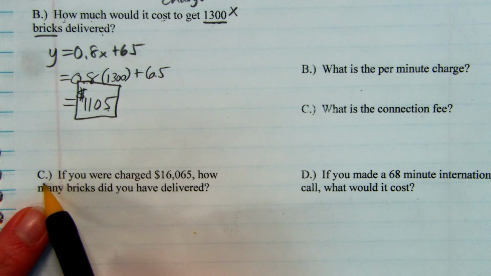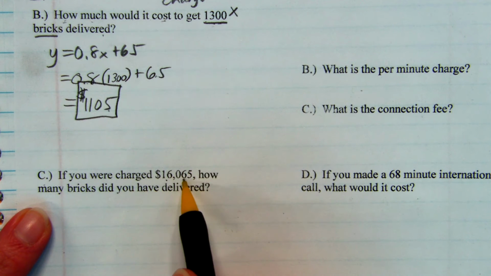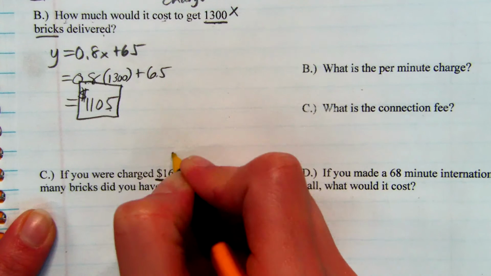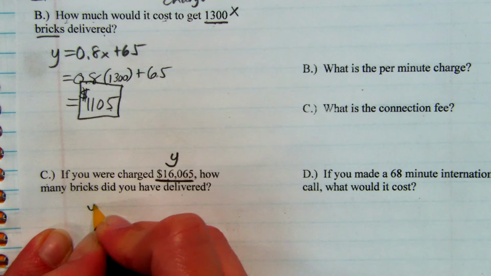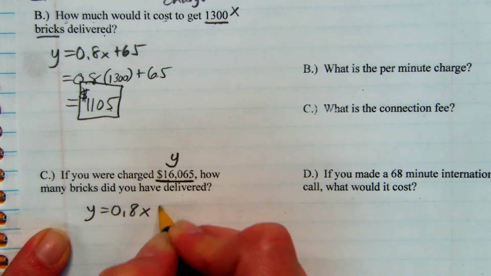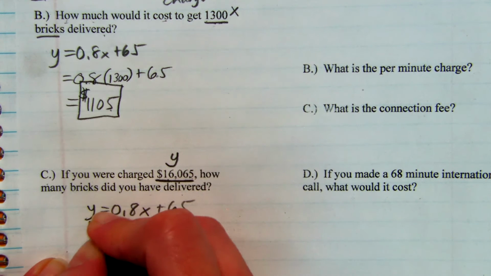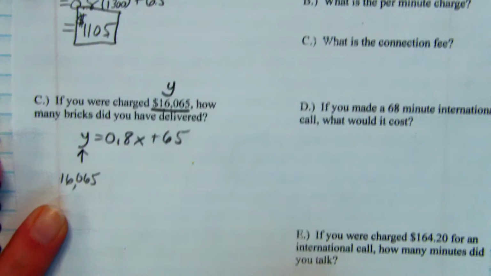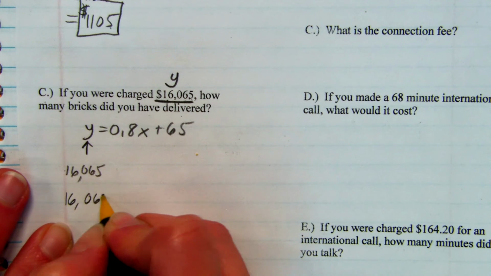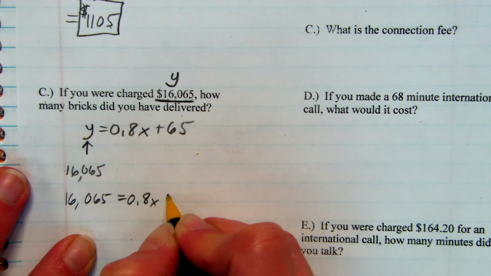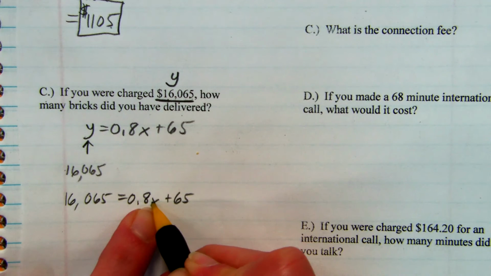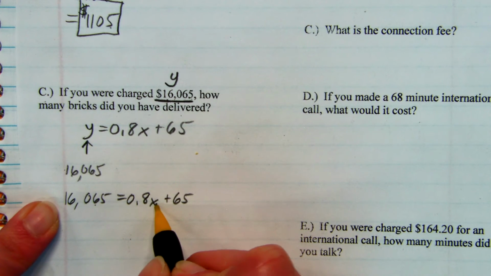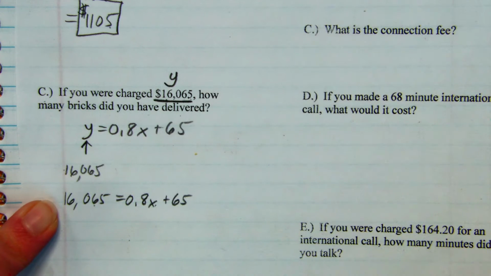Okay. So on C it says, if you were charged $16,065, how many bricks did you have delivered? So they're giving us the dollars this time, which we said was Y. So if I look back at my original equation, I'm just going to write it out again so it'll be super clear. They're giving us Y, which is the other side of the equation. So I'm going to put that in and have $16,065 equals 0.8x plus 65. So we're trying to figure out X, which is how many bricks. They gave us Y, which was how much we paid. And then we just have to solve for the X using our mad algebra skills.